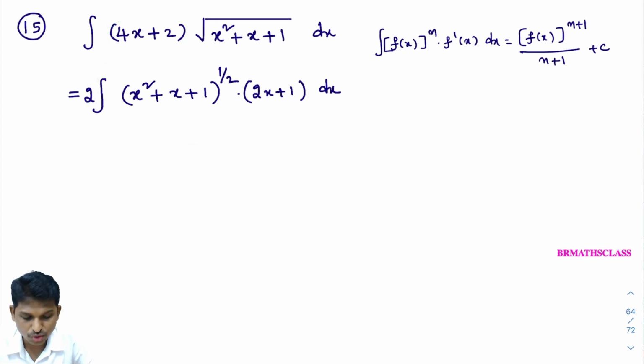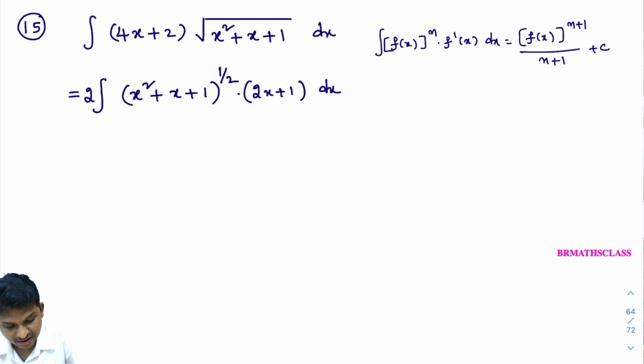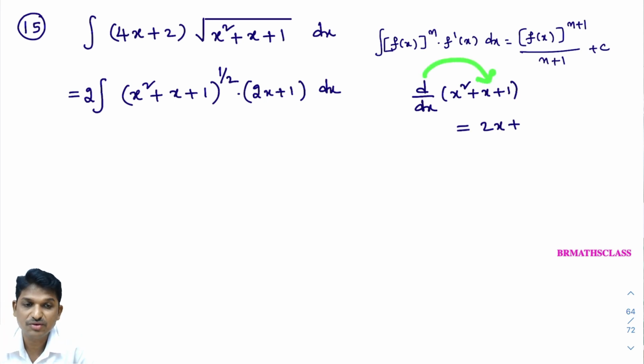What am I trying to do? I am trying to write this in the form of f of x whole power n into f dash of x dx. Right. Now you observe, this is of which form? This is f of x whole power n, and this is f dash of x. Look here, derivative of x square plus x plus 1. What is the derivative of x square plus x plus 1? Derivative of x square is 2x, plus derivative of x. What is the derivative of x? Derivative of x is 1.